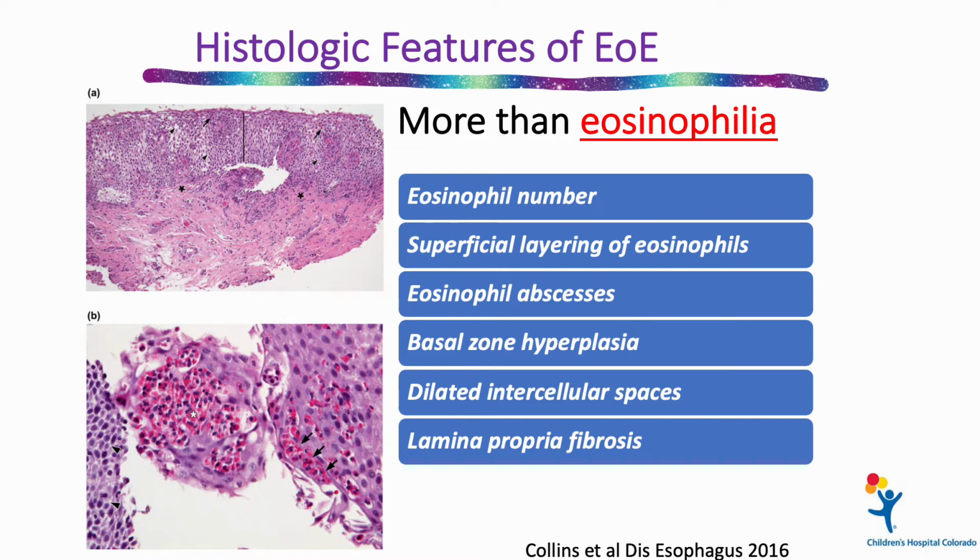When you look at it under a microscope, you see more than just increased eosinophil number. Although you will see increased eosinophil number, you can see superficial layering of eosinophils on the top of the epithelium. You can see eosinophil abscesses as seen in the bottom picture on the left, frame B. You can see basal zone hyperplasia, dilated intercellular spaces, and lamina propria fibrosis.